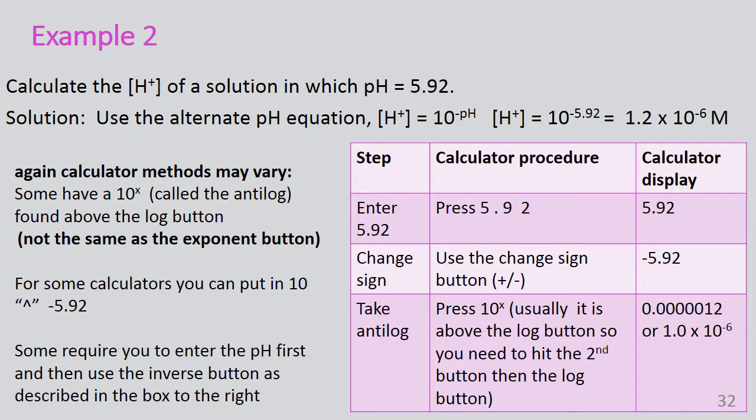All right, here's an example of doing the opposite. Let's say you want to find the H plus concentration and you know the pH. Well, what you do is use the alternate pH equation. That's equal to H.